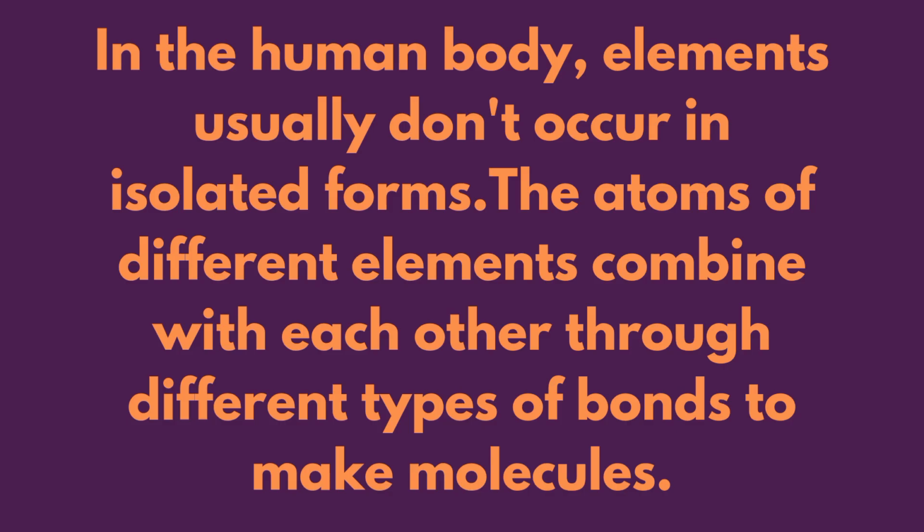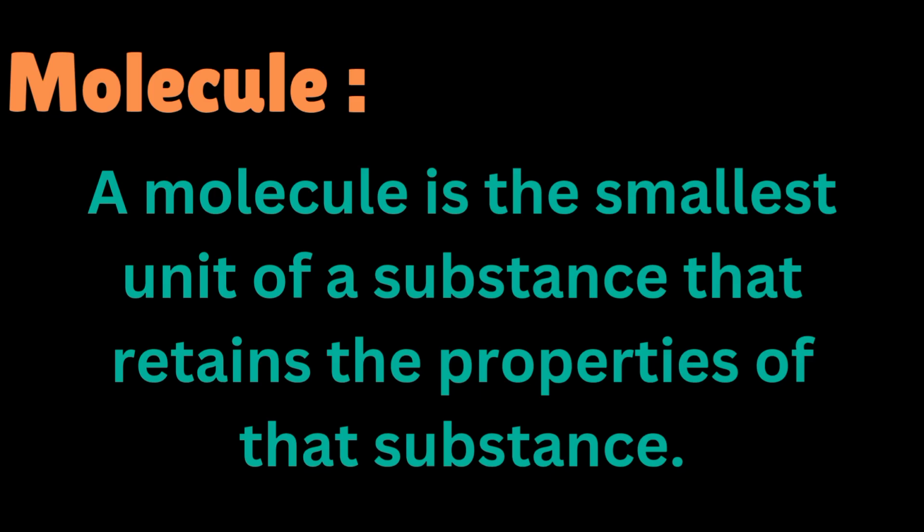Before going to its depth, we must know that in the human body, elements usually don't occur in isolated forms. The atoms of different elements combine with each other through different types of bonds to make molecules. First of all, look at the definition of molecule. A molecule is the smallest unit of substance that retains the properties of that substance. It is actually a group of two or more atoms that are chemically bonded together.